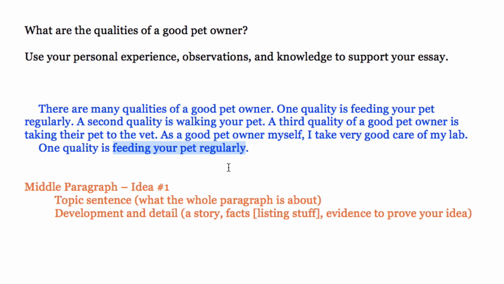Now I have to explain what I mean by that. What that is called is developing and providing detail for your idea, for your statement. Now you can provide a story, you can provide some facts, or some other type of evidence to prove your idea. And what I like, if you can, is to just do a story.